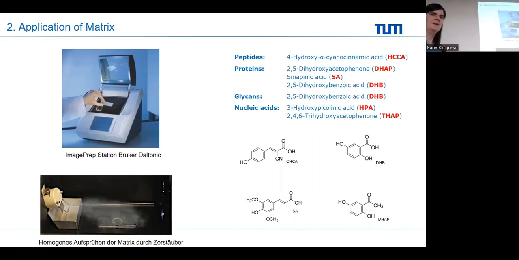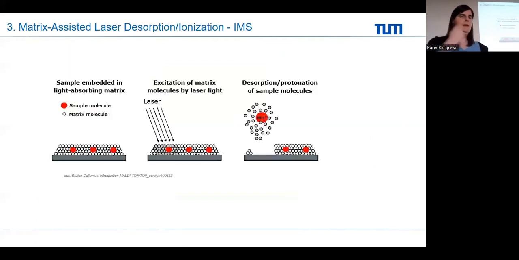and see where you get the best results. And we have this image prep station here, which is spraying the matrix onto the slide so that you have a really equal distribution of the matrix on your glass slide. And you need the matrix because we do matrix-assisted laser desorption ionization. That means the laser shoots on your target.